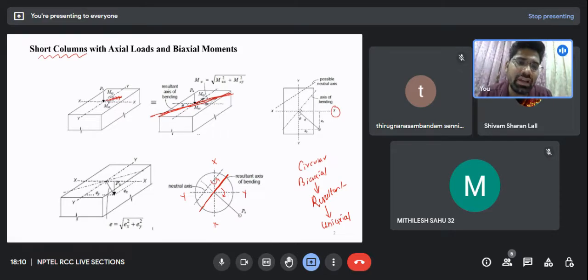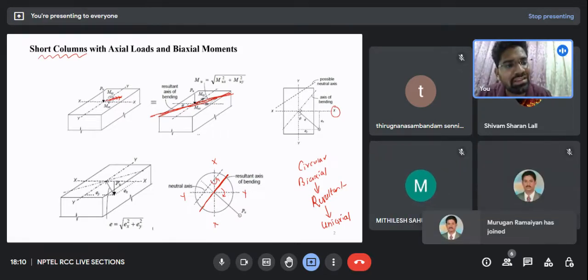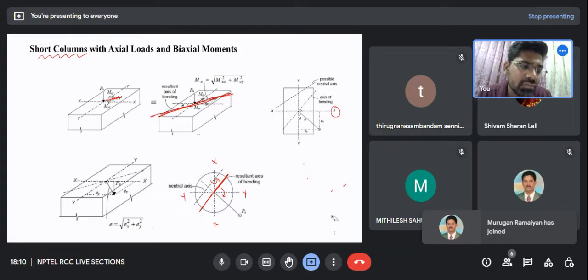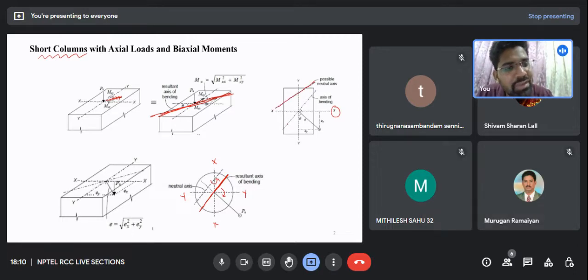Now the most important thing, why we are looking at these concepts: because based upon this neutral axis and this axis of bending, for different combinations of moments and axial load acting on a cross section of columns, we will have the interaction curves. Okay, so what is an interaction curve?